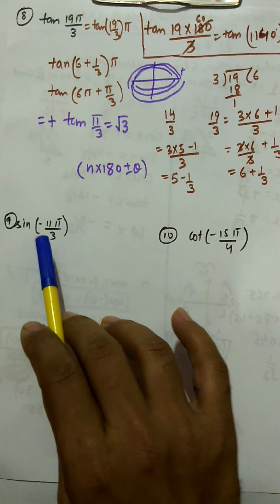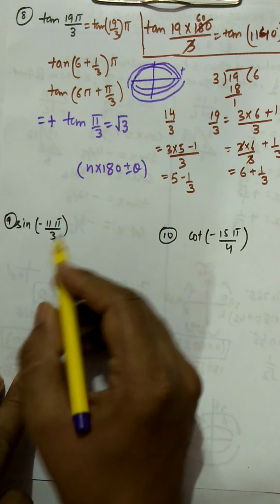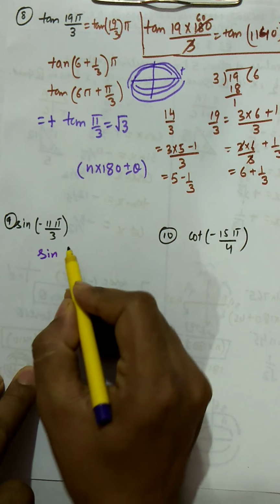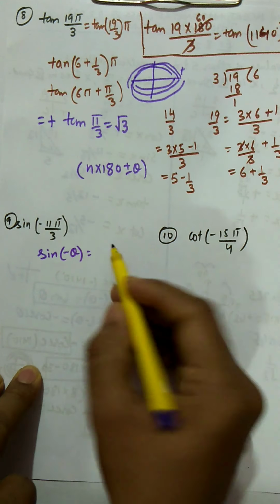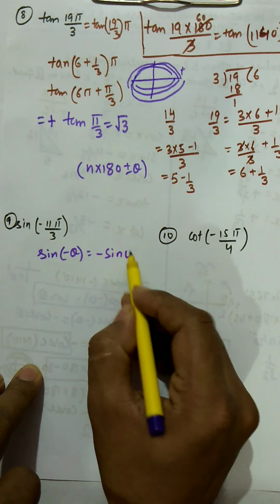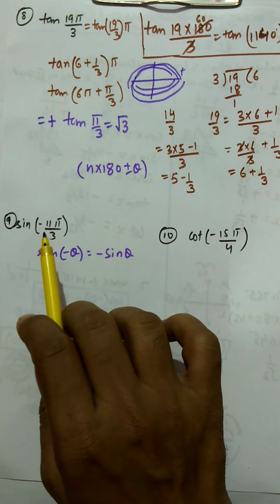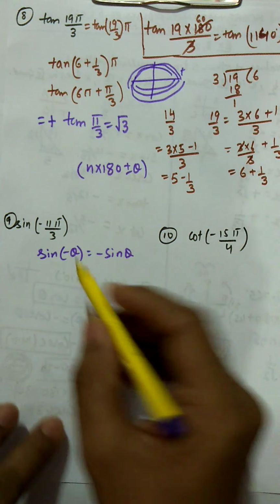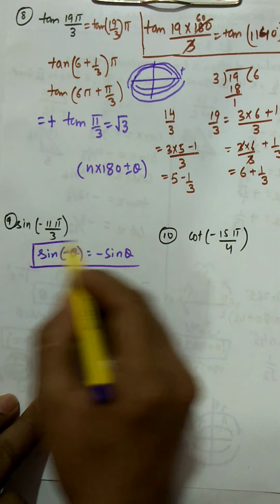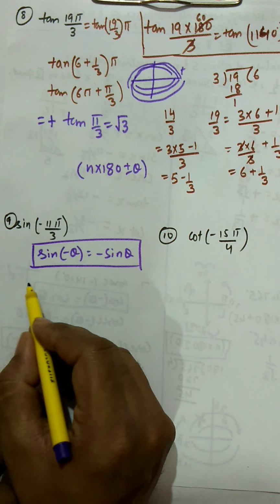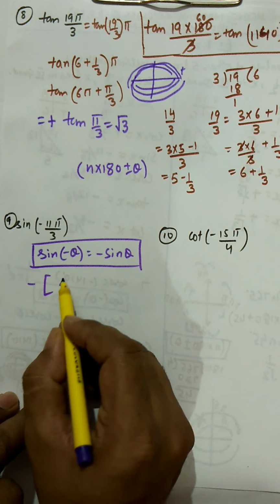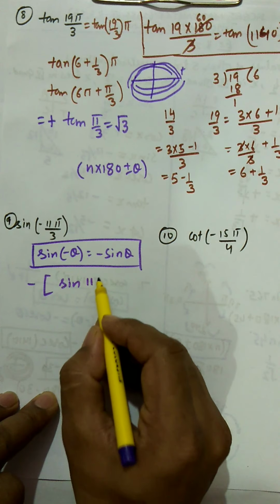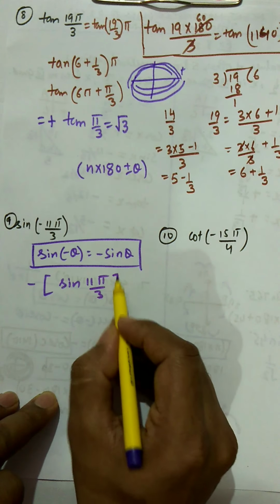Now come to this ninth question. Again first we are writing this minus theta. This is the theorem actually. So whenever you get any angle negative, first you apply these rules and then solve it. So you can write that as minus sine 11 pi upon 3.